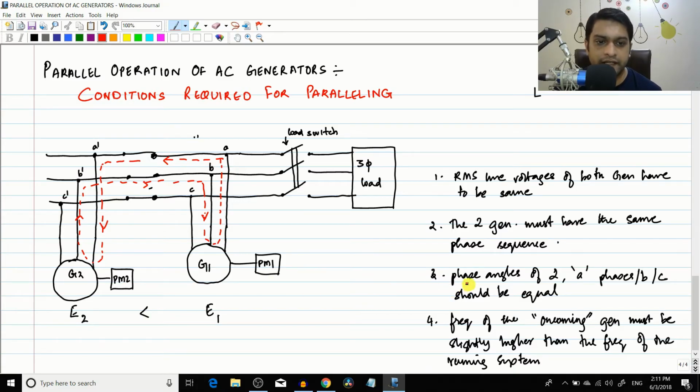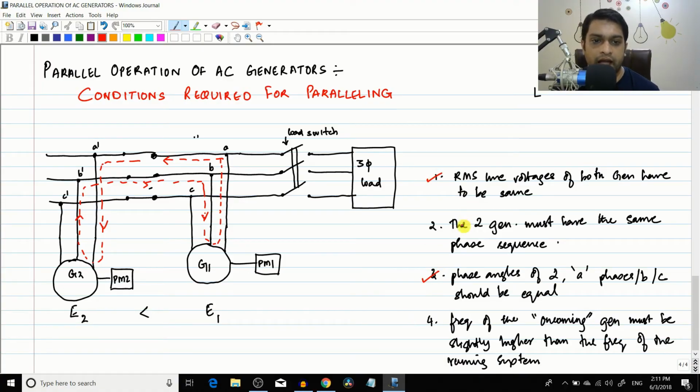Another thing is that the phase of the two systems should be equal. While paralleling the system, the phases of A and A', B and B', and C and C' should be exactly the same, and only then should you do the paralleling. This point I will explain very clearly when I go through the 3 dark lamp method. At this point, if I try to explain, it will take a lot of time. So remember that these 2 points are very important.